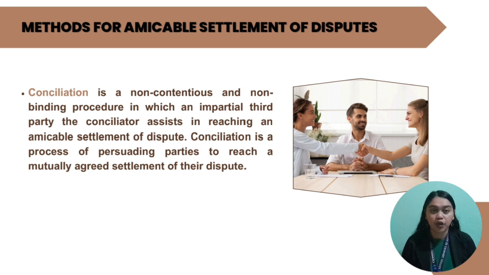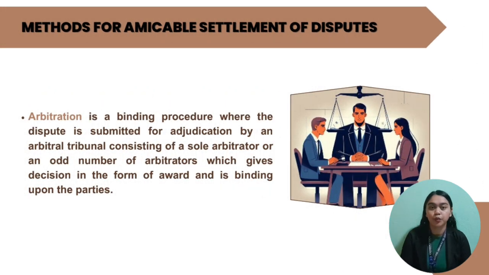The conciliator suggests ideas to help them reach an agreement but does not impose any solutions. The fourth one is the arbitration. Arbitration is a bit different because it involves a third party called an arbitrator who makes a decision about the dispute. This decision is binding, meaning both parties have to follow it, similar to a court ruling.